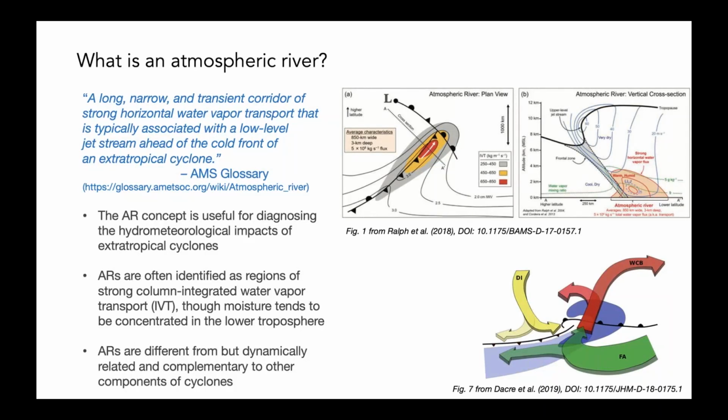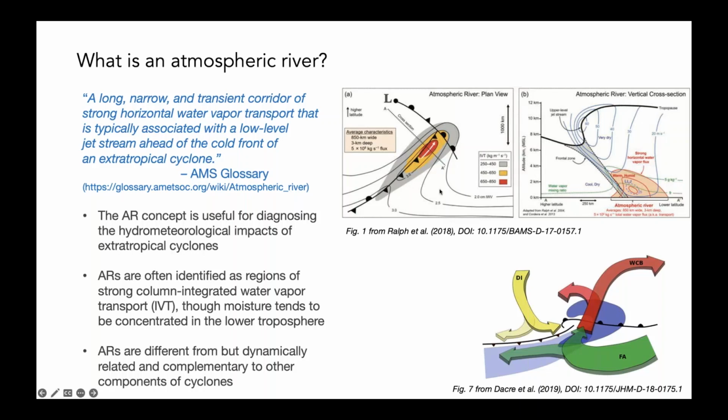So to start off, let's start really simply. What is an atmospheric river? According to the AMS glossary, it is a long, narrow, and transient corridor of strong horizontal water vapor transport that is typically associated with a low-level jet stream ahead of a cold front of an extratropical cyclone. A bit of a mouthful, but these diagrams on the left highlight that definition more or less.